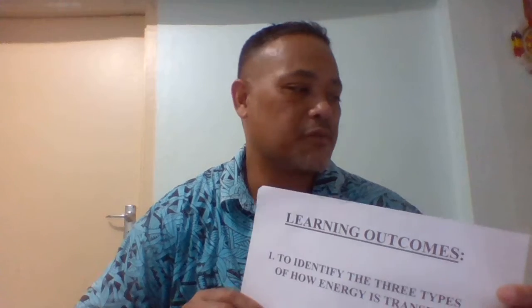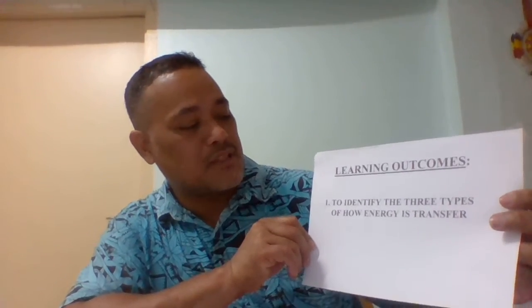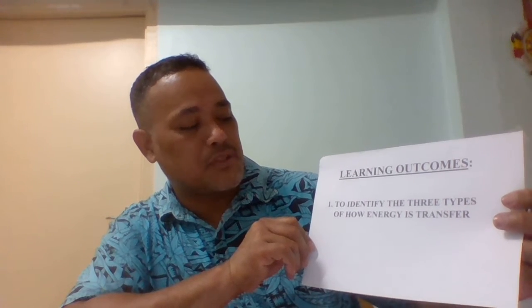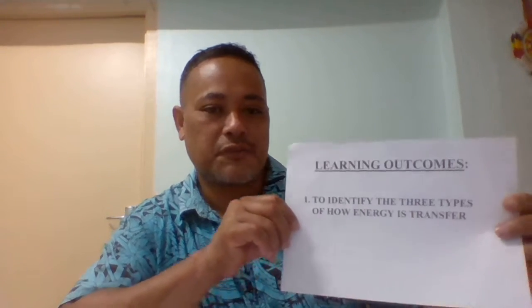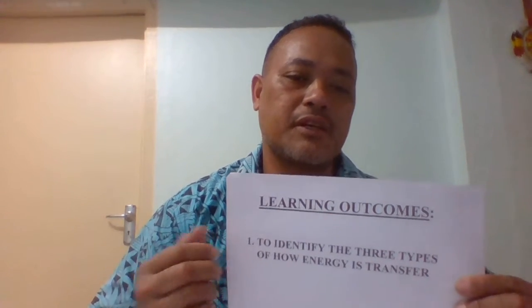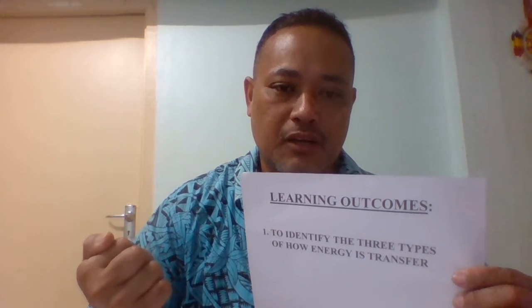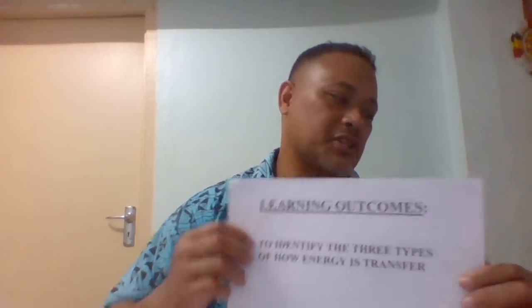The learning outcomes, of course, are related to the topic, and my learning outcome is to identify the three types of how energy is transferred. They are convection, conduction, and of course radiation. After the learning outcomes, we will discuss with the students the definitions of the three types of how energy is transferred.